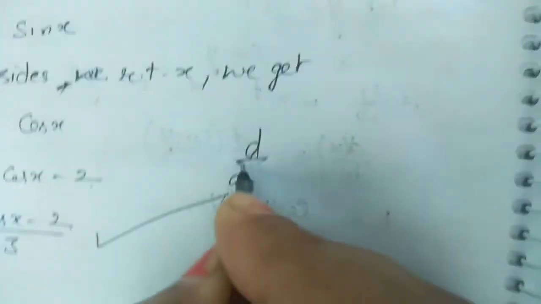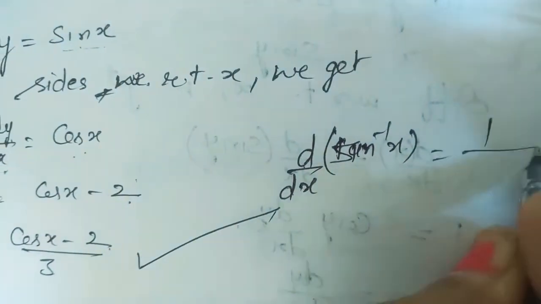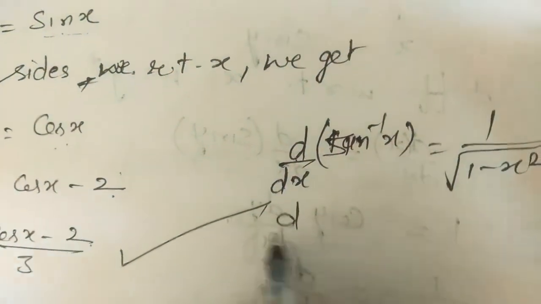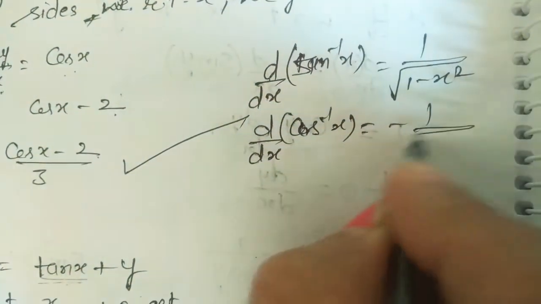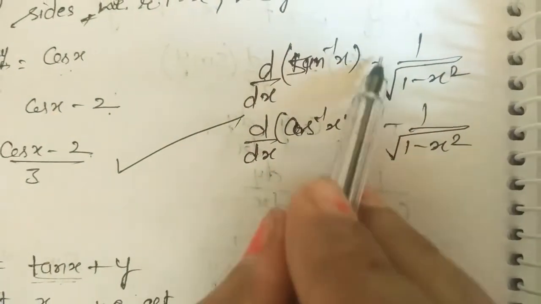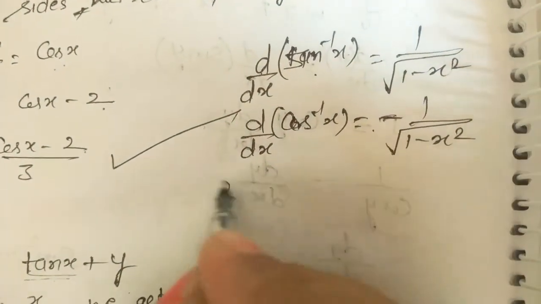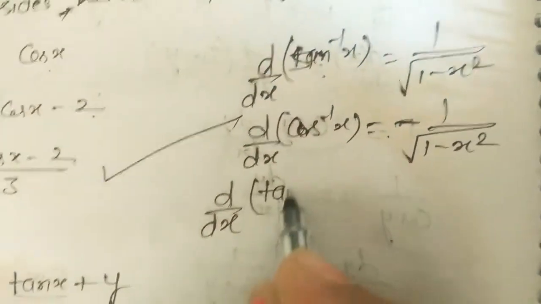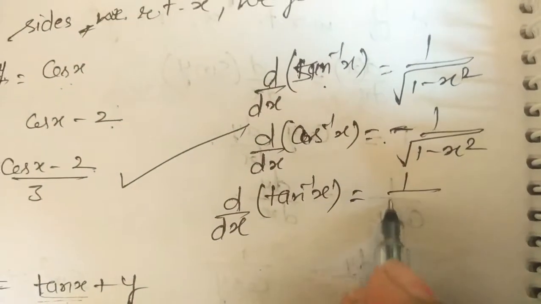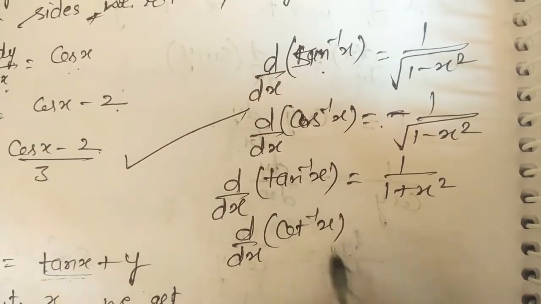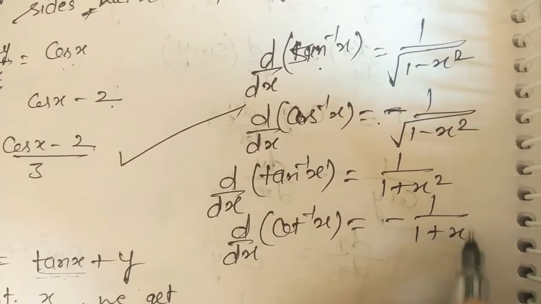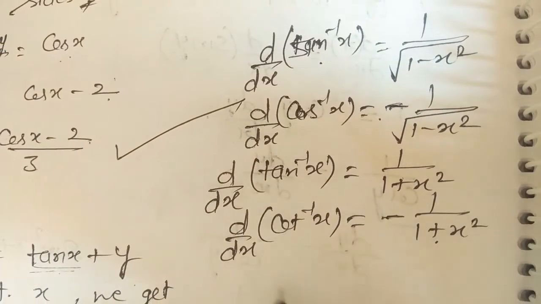Now I am telling you some formulae of inverse trigonometric functions. The derivative of sine inverse x is 1 upon root of 1 minus x square. The derivative of cos inverse x is minus 1 upon root of 1 minus x square. Same formula as sine inverse, but here we take minus. The derivative of tangent inverse x, which we found here, is 1 upon 1 plus x square. The derivative of cot inverse x is minus 1 upon 1 plus x square, same as tangent inverse, but here we take minus.